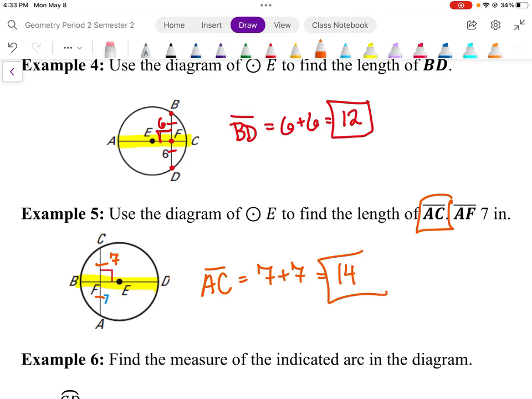The most common mistake for this one is people will just say the length is 7 because that was the missing piece. But you want the length of the entire segment they're looking for.